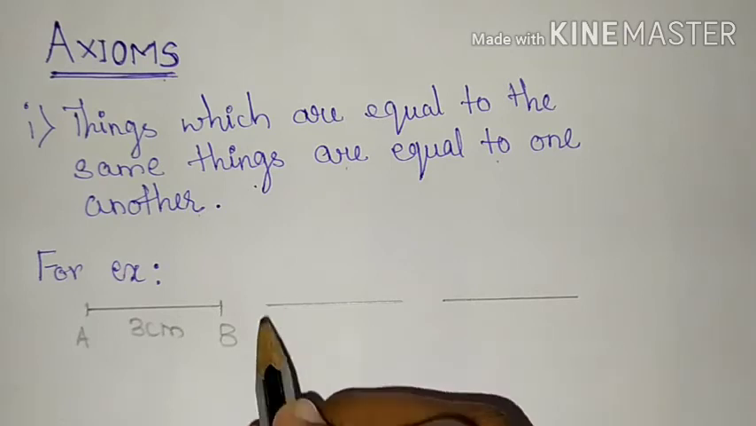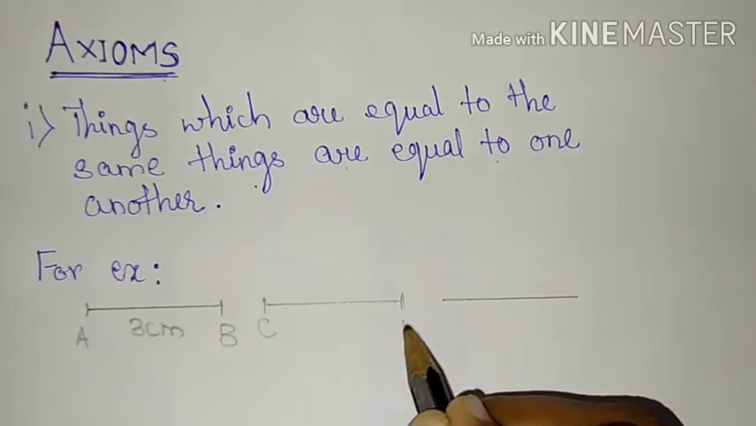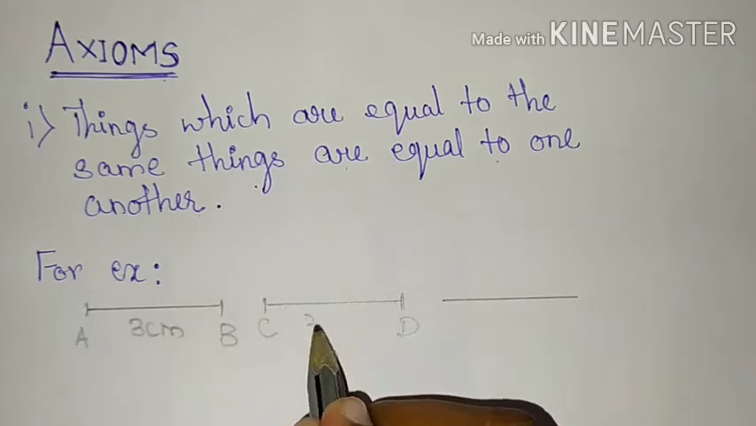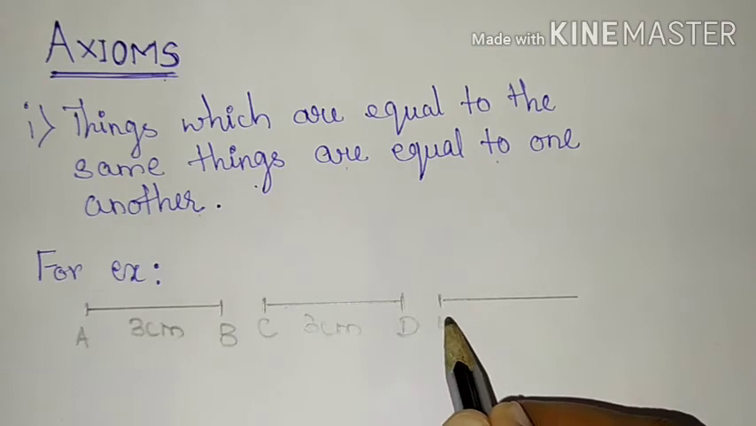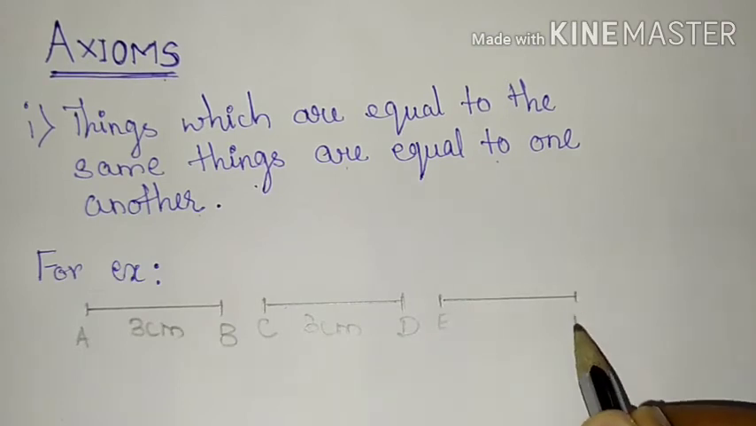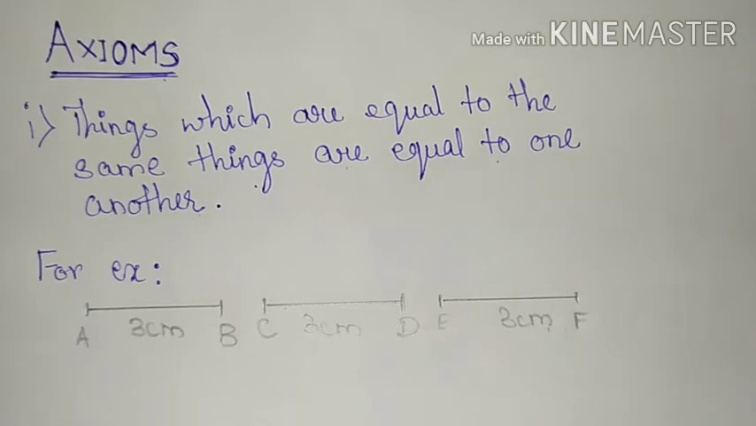and the second line segment be named as CD, which also has the length of 3 centimeters, and the last line segment EF, which is also of the length 3 centimeters.